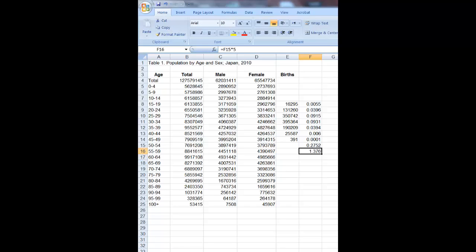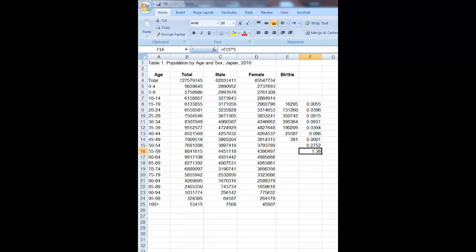We get 1.376. Reduce my decimal levels and get 1.38. So based on the age-specific fertility rates in the year 2010, the average number of children born per woman in her reproductive lifespan would be 1.38 children. This is a very low total fertility rate.